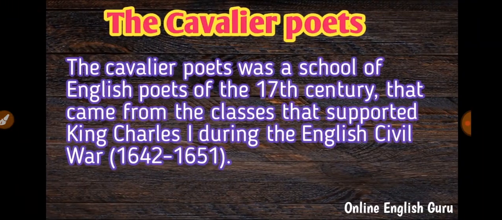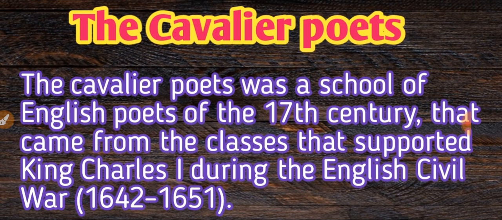Let us know about Cavalier poets. The Cavalier poetry or the Cavalier poets, this is a kind of poetry which appeared in the 17th century. The Cavalier poets were a school of English poets of the 17th century that came from the classes that supported King Charles I during the English Civil War. Then you may ask me, sir, what is the English Civil War? For that, I have to take you to the English Civil War.